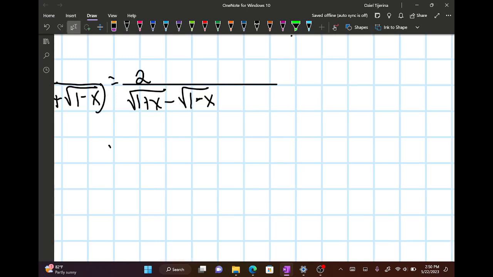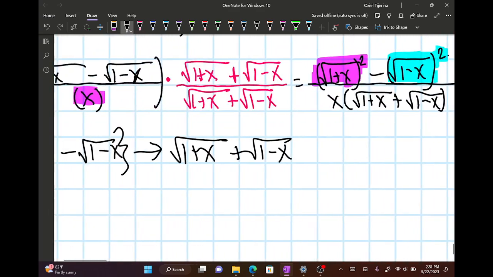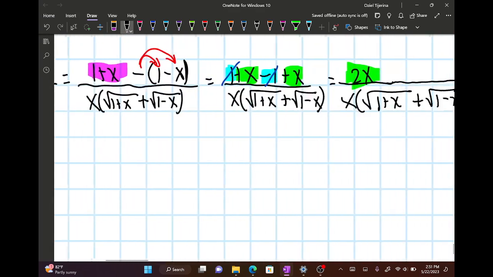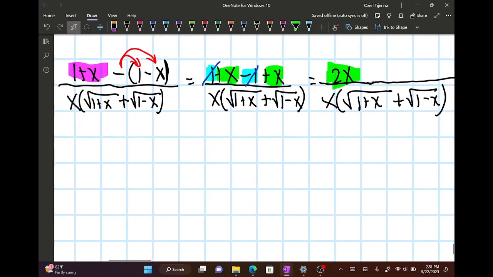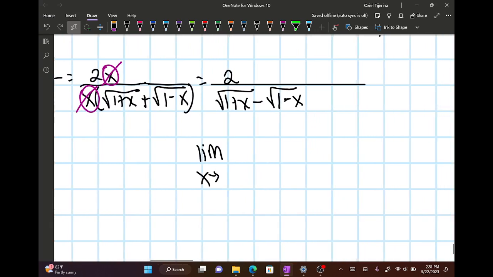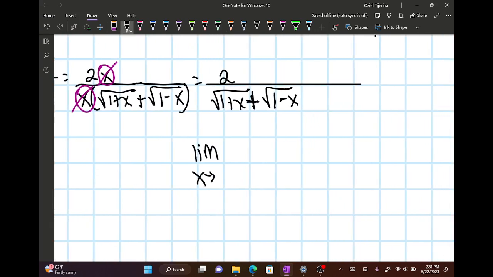So now we're going to say the limit as x approaches 0, I'm sorry, as x approaches 0, not 1. And I keep making that mistake. It's plus, not minus. We're not subtracting on the bottom. So, square root of 1 plus x plus the square root of 1 minus x.